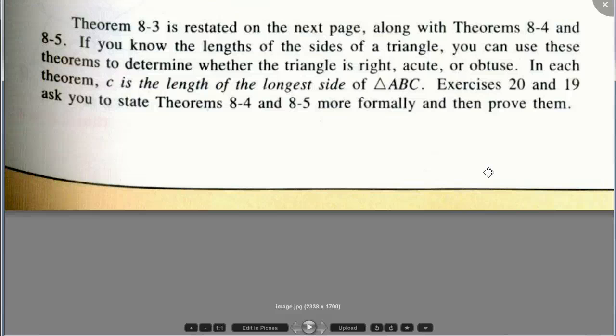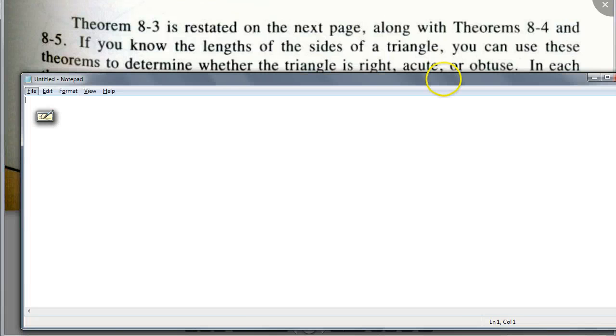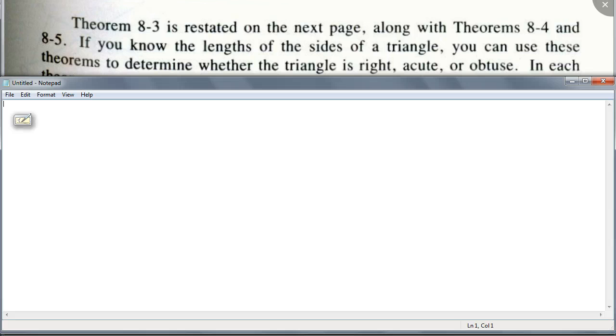Okay, stop right there. Using these theorems, we could determine whether a triangle is right, acute, or obtuse, with the other theorems that we're going to be talking about. There are going to be two other theorems, other than this one, but they are going to be very similar to this.